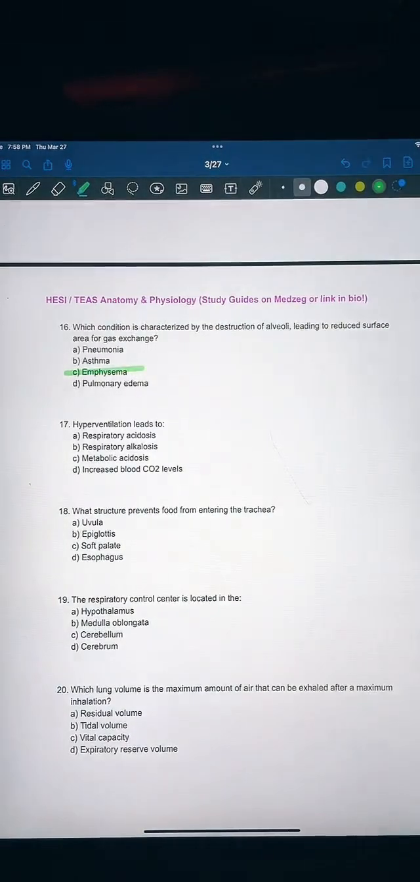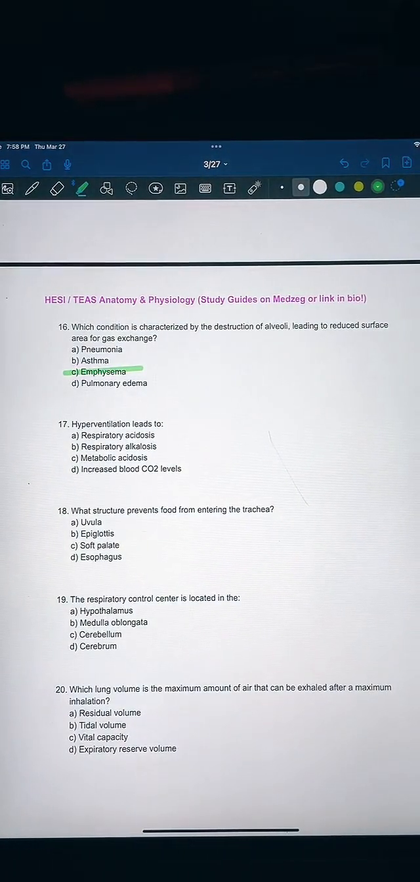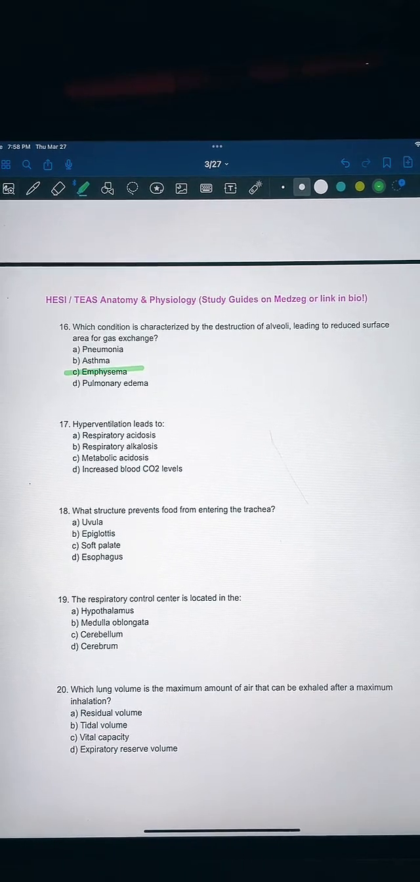The answer to number 16 is emphysema, the condition that is characterized by the destruction of alveoli, which leads to reduced surface area for gas exchange. So the alveolar walls break down, basically reducing that surface area for gas exchange to occur.